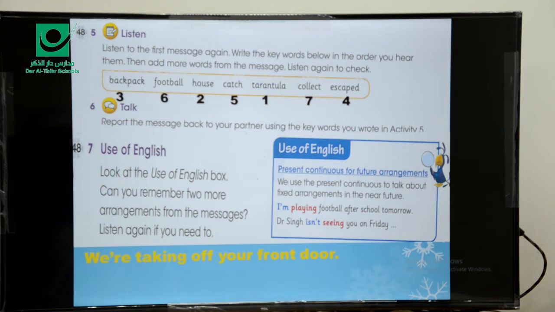They say, try to find two arrangements using the present continuous. I will show you the first one. We're taking off your front door. See, we are taking. And the other one, we're going rock climbing. Of course, even these two actions are going to happen in the future.